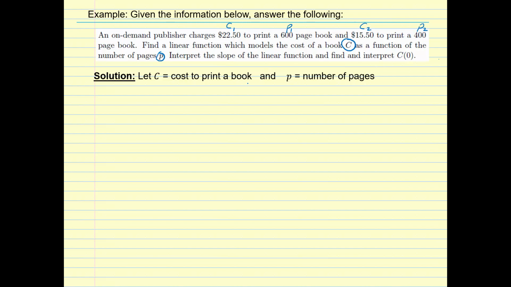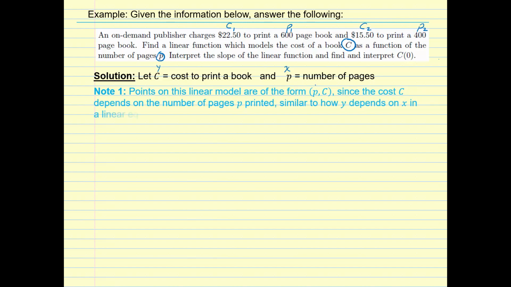So we've got C equaling the cost to print a book, and P is the number of pages. The cost depends on how many pages we have. So in effect, our pages are like X, and our cost is like Y. It might help to think of it in that context as we go through this. The points on this linear model are of the form P comma C, or X comma Y. Since the cost depends on the number of pages printed, similar to how Y depends on X in a linear equation of the form y equals mx plus b.